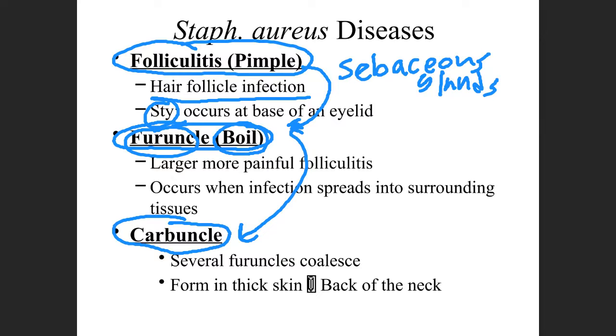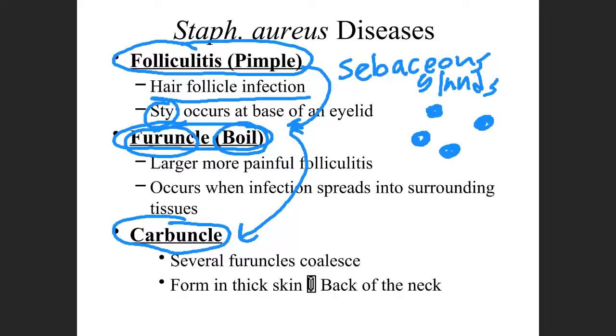Okay, now let's say that somebody has on their skin a few folliculitis infections. So these little dots, let's say, are little pimples. And then if those are not treated properly and the infection spreads, then each folliculitis gets a little bit larger and becomes a furuncle or a boil.